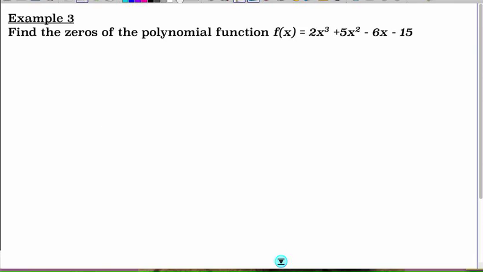So next example we're going to look at is to find the zeros of a given polynomial function. Now I'm not given any information about the zeros. In the previous 2 examples I was. In this one I'm actually trying to find them. So this is where it gets a little bit harder. Not too bad, but a little bit trickier and more complex.